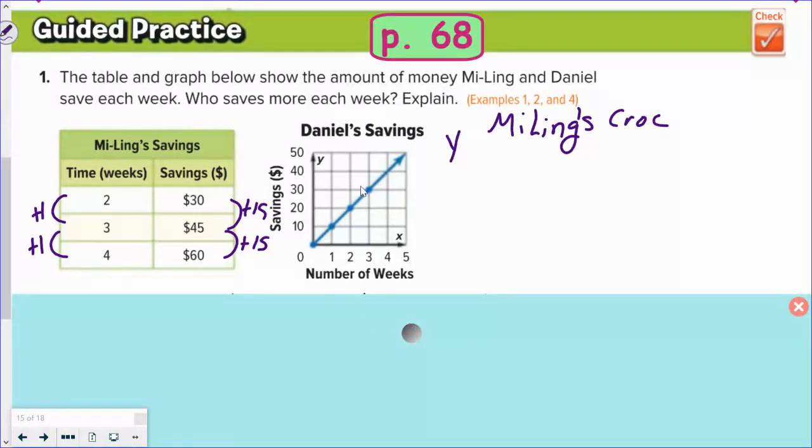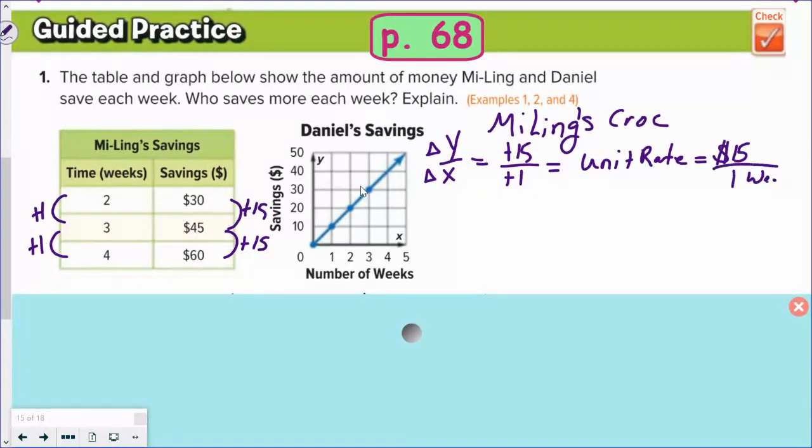Well, remember it is y over x. We're changing y over changing x. We changed by going up 15, and then we changed by going up by 1. So my unit rate is $15 per 1 week. So what's my constant rate of change? It is $15 per week.